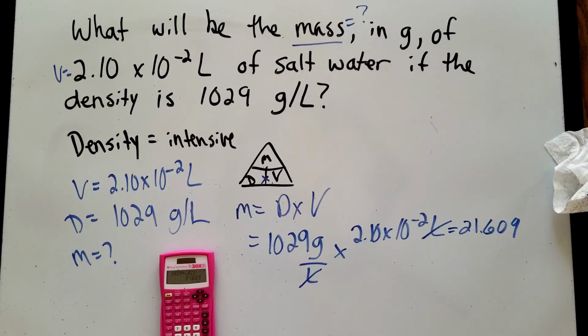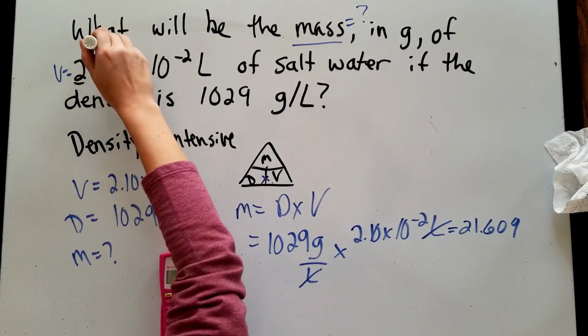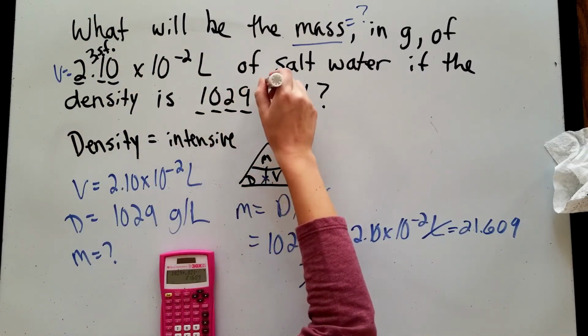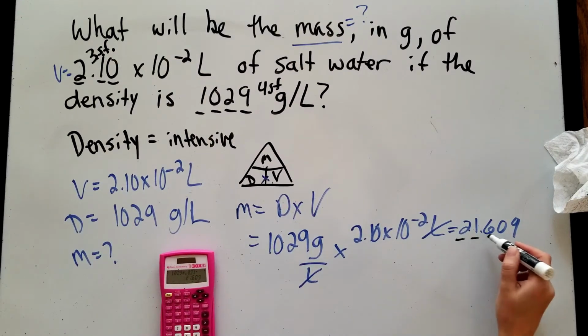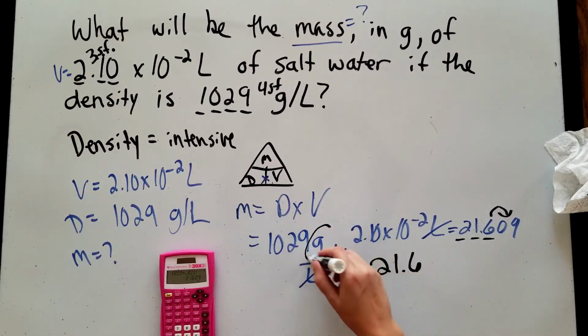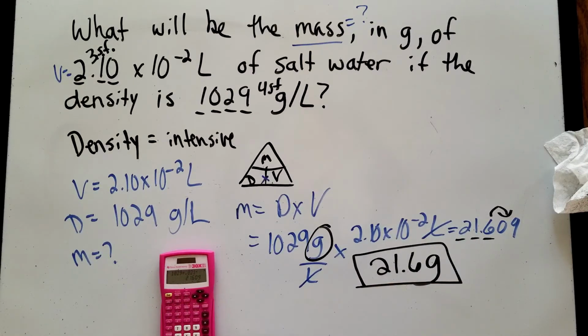So you always want to look at your original numbers. So we got 1, 2, 3 sig figs here, because that 0 counts. 1, 2, 3, 4 sig figs there. Pick the smaller, so we want 3 in our answer. So 1, 2, 3, look at the number next to it. That's going to stay a 6. And the units on it, notice liters canceled, so grams are all that's left. So that volume of salt water is going to weigh 21.6 grams.